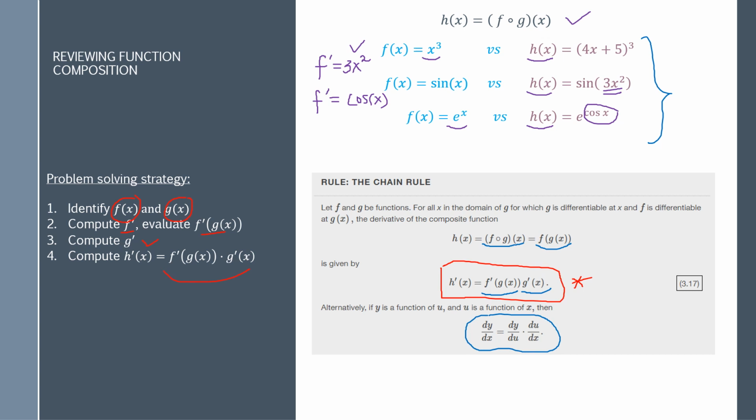Okay. Again, this will make a lot more sense once we go through a series of examples. And once you master this concept, you won't necessarily have to follow all of these steps. You will just know how to apply the rule to functions that are defined as function compositions. So let's just go ahead and get into the examples.